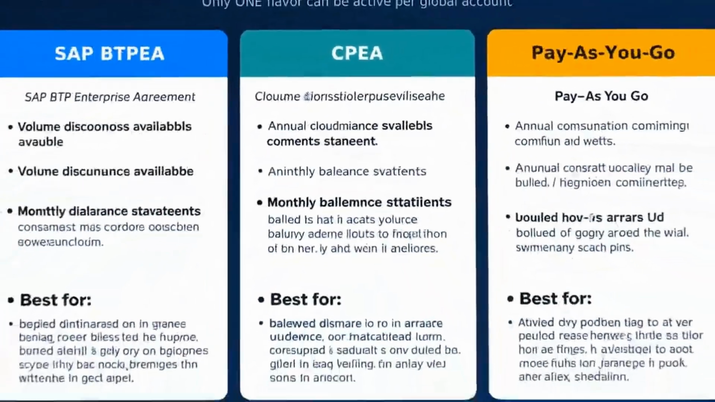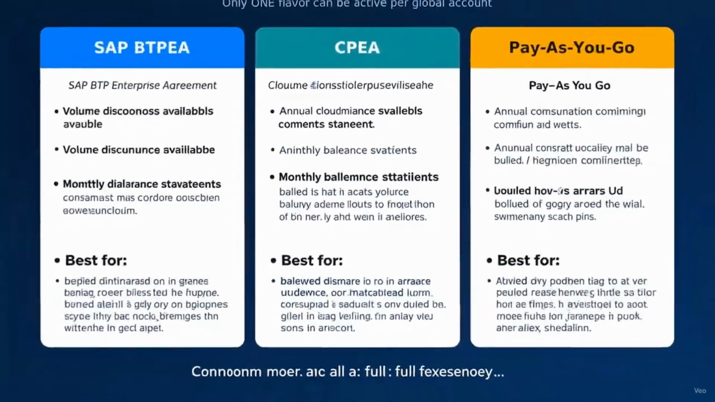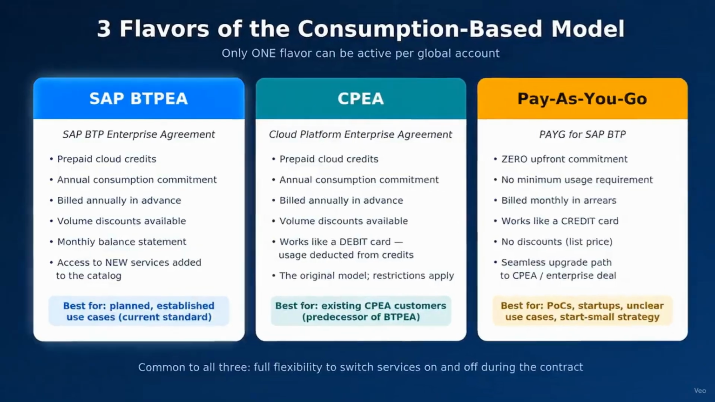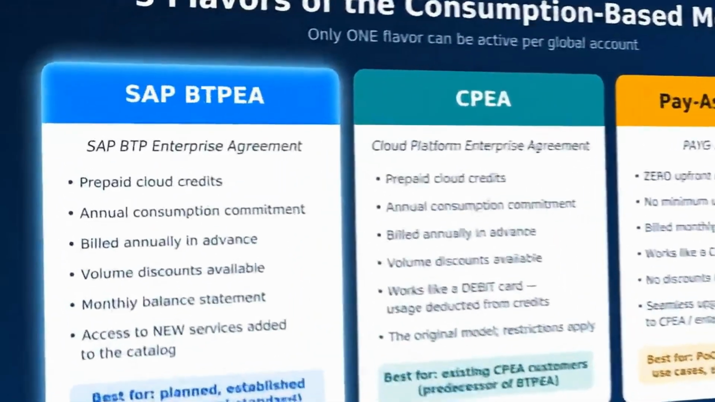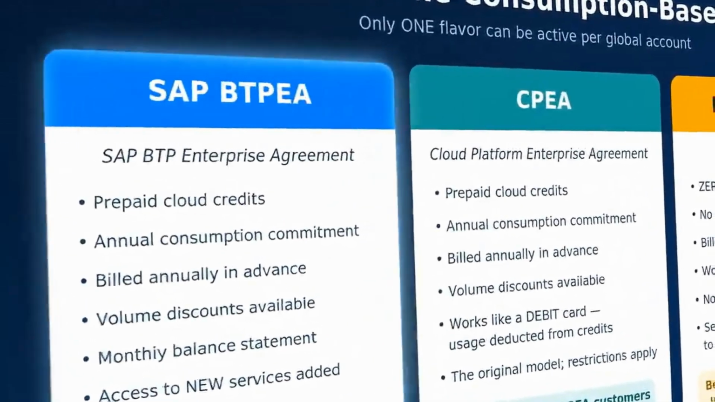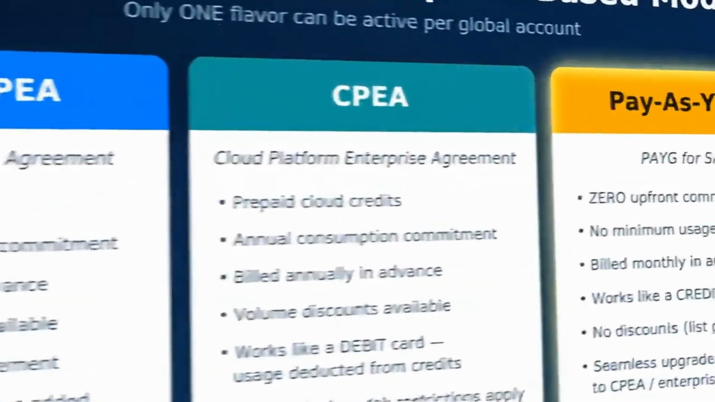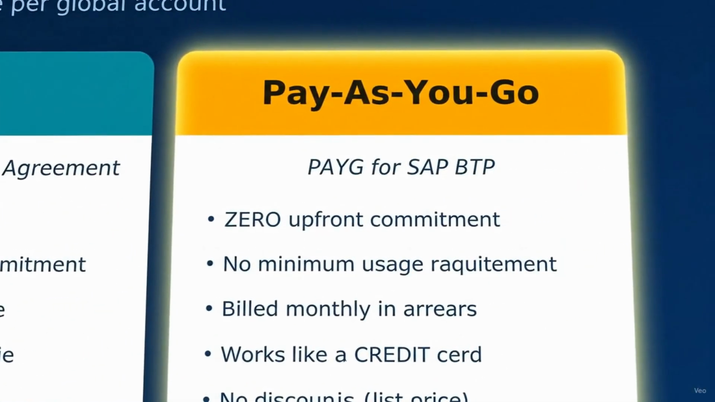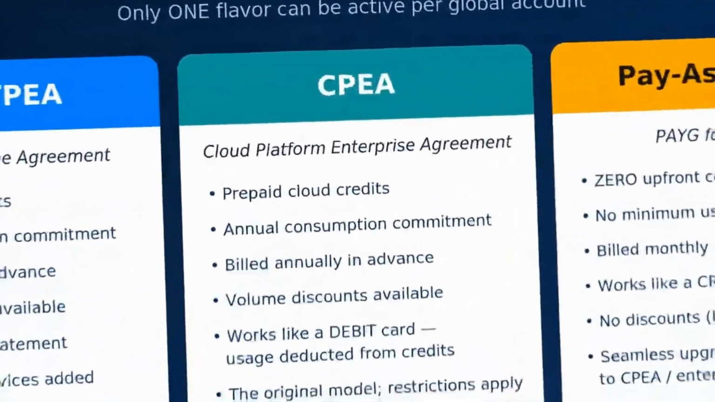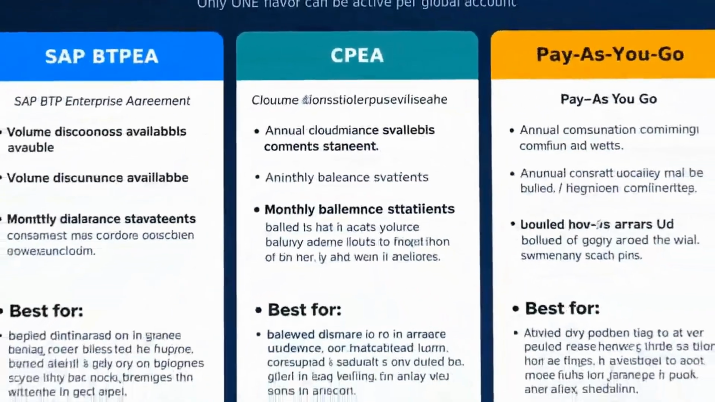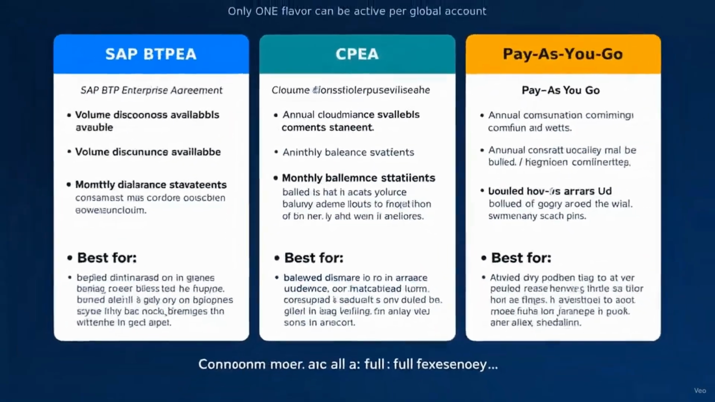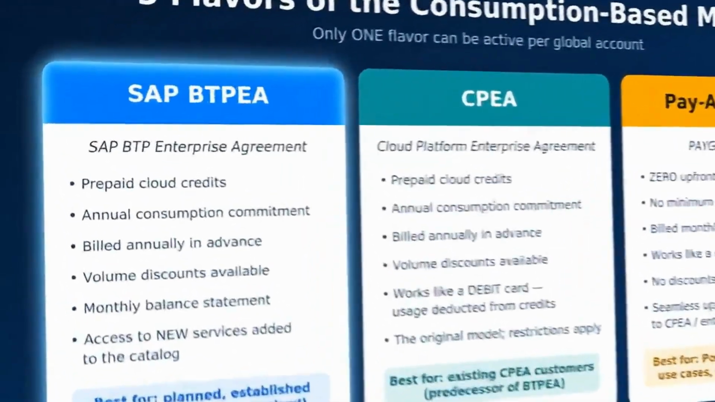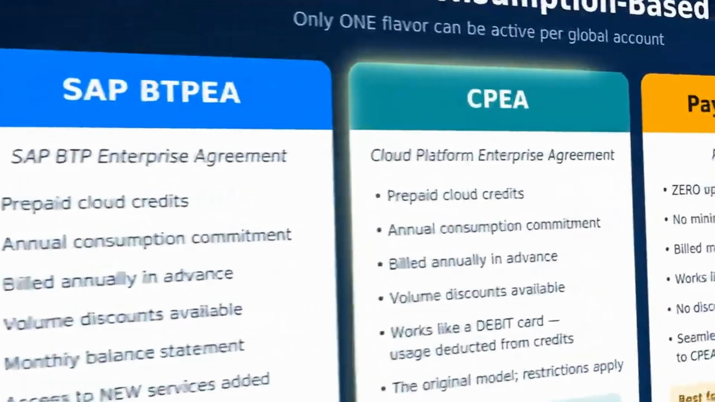Flavor 3, Pay-As-You-Go for SAP BTP. This is the zero commitment option. Nothing upfront. No minimum usage. No annual commitment. You use a service, you get billed monthly in arrears, like a credit card. The catch: no discounts, you pay list price, a premium for that freedom. But it's perfect for proofs of concept in a productive environment, and when your usage becomes predictable, SAP offers a seamless transition into an enterprise agreement. Debit card, credit card, BTPEA, CPEA, PAYG. That's how you remember it.